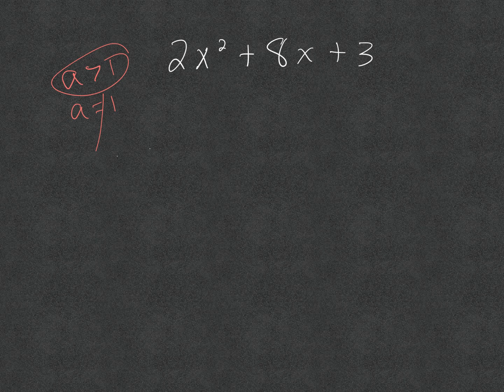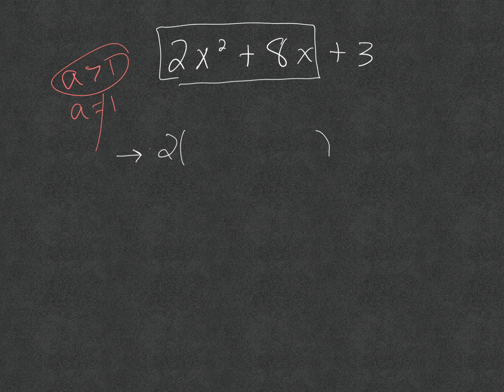My first step is going to be to factor out the 2 out of the first 2 terms, the x terms. Factor out a. So I'm going to have x squared plus 4x. I need some space right there. I'm going to add the 3 on the outside.